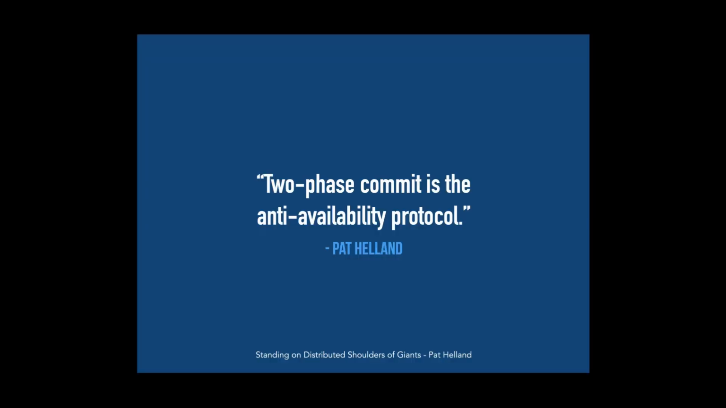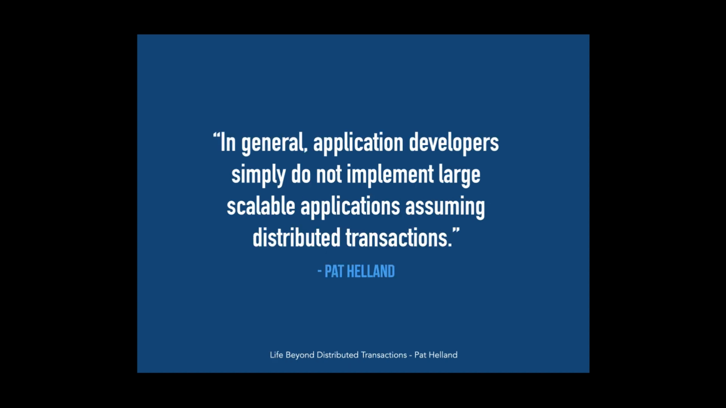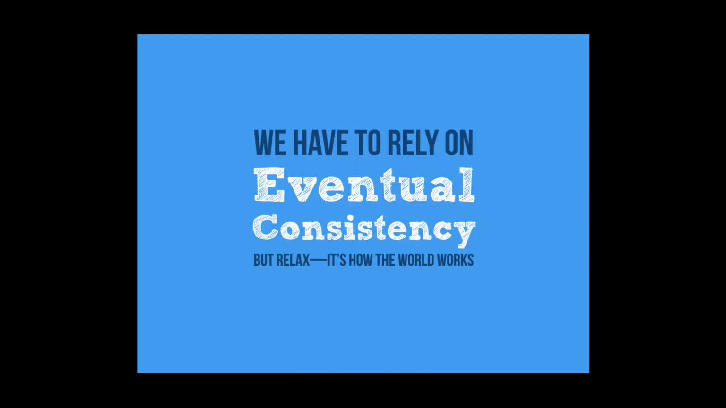As Pat Helland said, two-phase commit, meaning transactions across the network, is the anti-availability protocol. He also said that in general, application developers simply can't implement large-scale distributed applications using distributed transactions. It's from his great paper, Life Beyond Distributed Transactions, that I really encourage you to read. What does this mean? It means that we have to rely on eventual consistency.